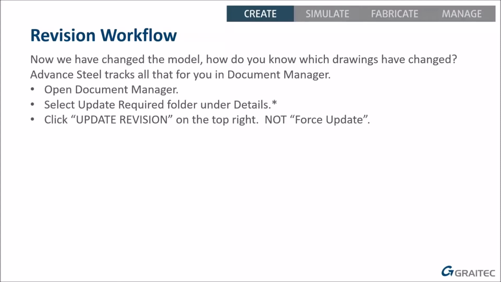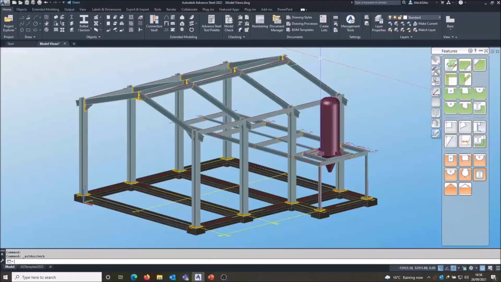So the top right of Document Manager, the top line is Force Update, second button, Update Revision. Click on that, and then complete the little dialog box that appears, telling it who did the revision and why. And then click OK, and the system will get on and do the job. So let's have a look. We've done the change to the model, so that's fine.